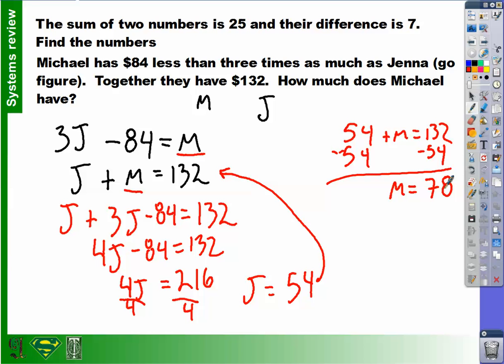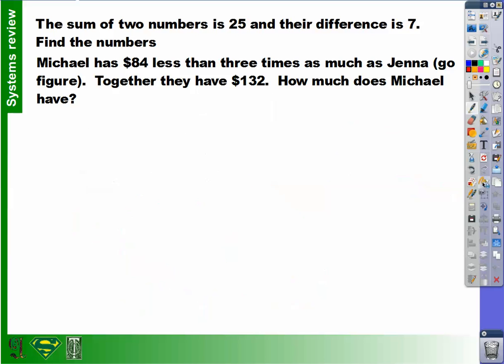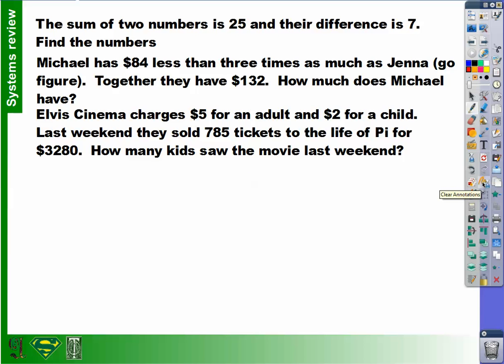All right. Last one for your solving word problems using systems of equations pleasures. Elvis Cinema charges $5 for an adult and $2 for a child. Last weekend, they sold 785 tickets to The Life of Pi for $3,280. How many kids saw the movie last week? Of course, you're probably sitting at your desk thinking, why didn't they just count them when they sold it? But they forgot.